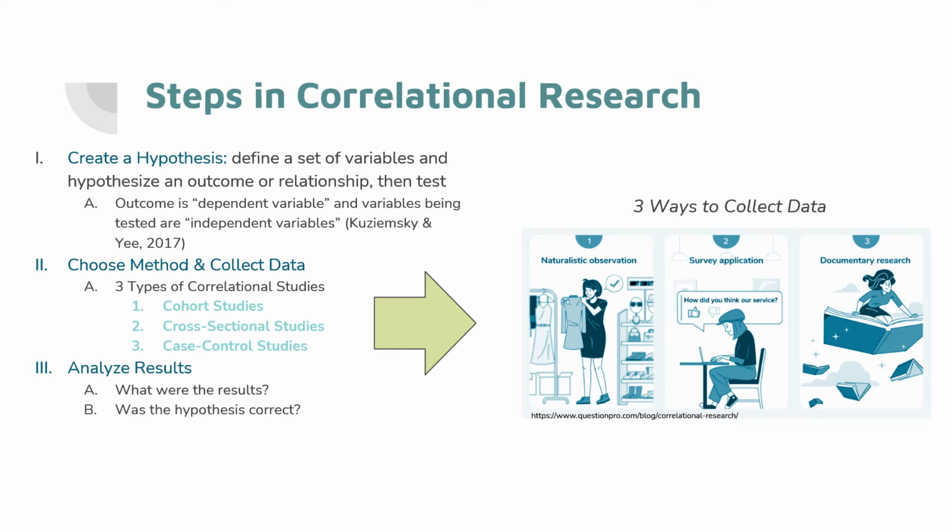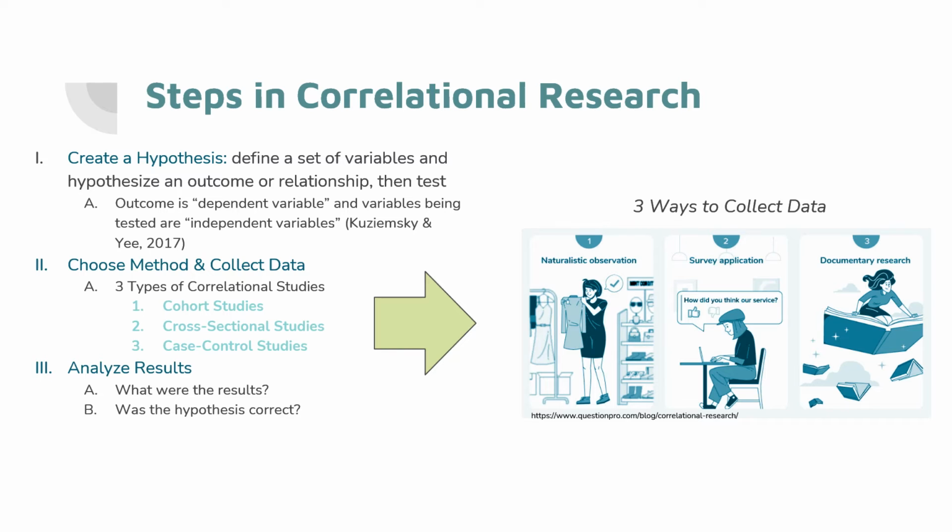There are three types of correlational studies: cohort studies, cross-sectional studies, and case-controlled studies. Cohort studies are a type of longitudinal study that follows research participants over a period of time. And usually they share some sort of common characteristic, such as a particular occupation or a demographic.